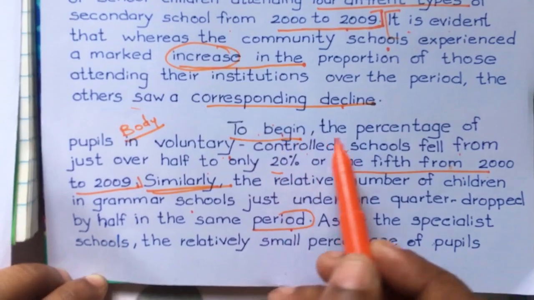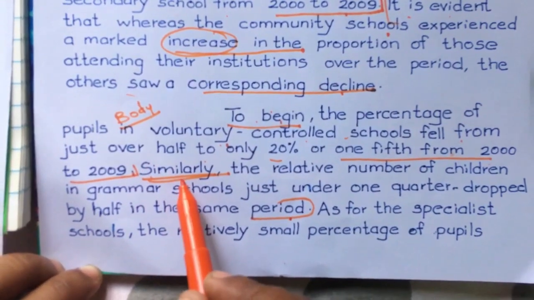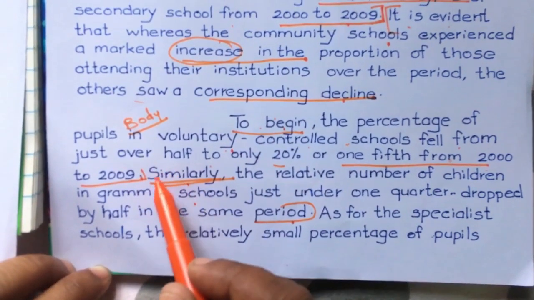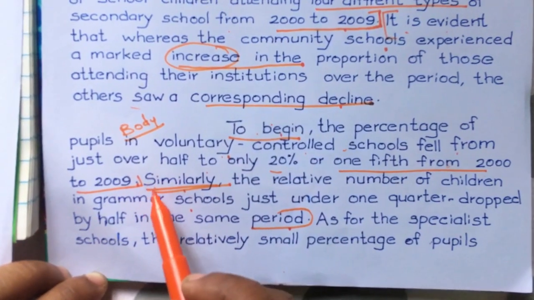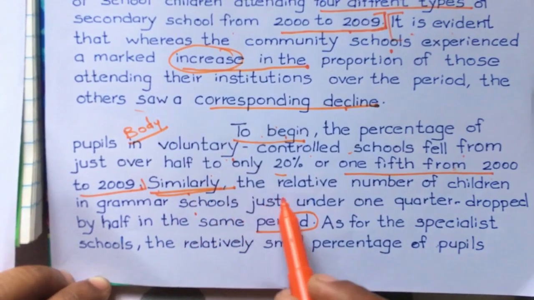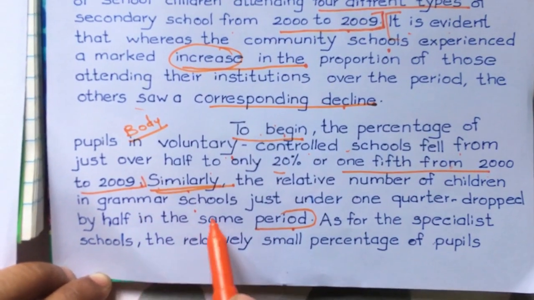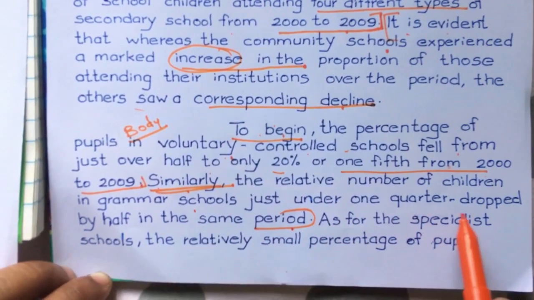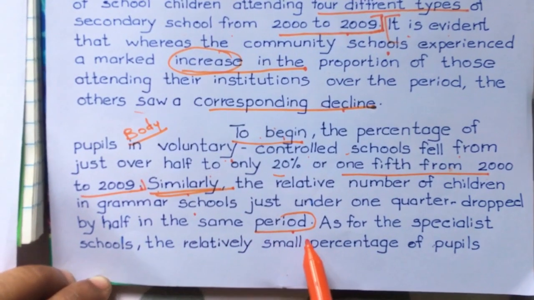Even here also the trend is declining. That's why I have written similarly. If the trend is increasing, I can't write similarly, right? I can write in contrast to, in comparison to, something like that. So similarly, the relative number of children in grammar schools, just under one quarter, dropped by half in the same period.